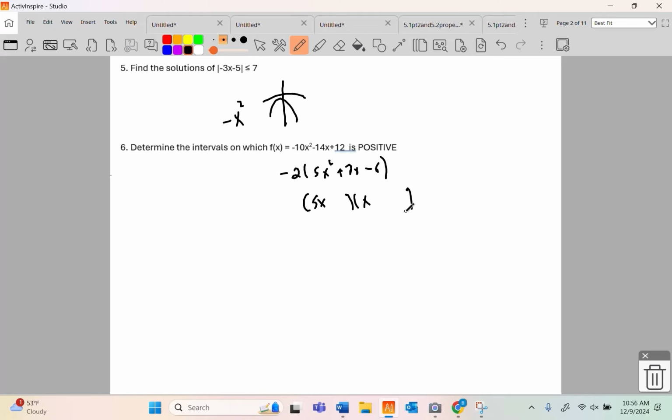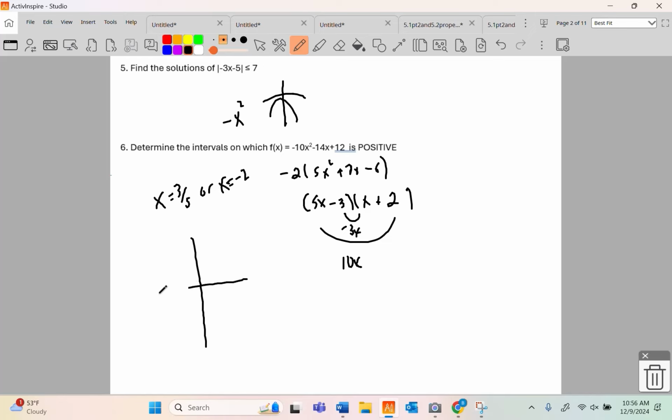Anyways, how do you want to make a 6? Probably a 2 and a 3, maybe? Yeah, 2 and 3. We need to be plus 10x and minus 3x to get that positive 7. All right. Now, our solutions are x equals 3/5 or x equals -2.